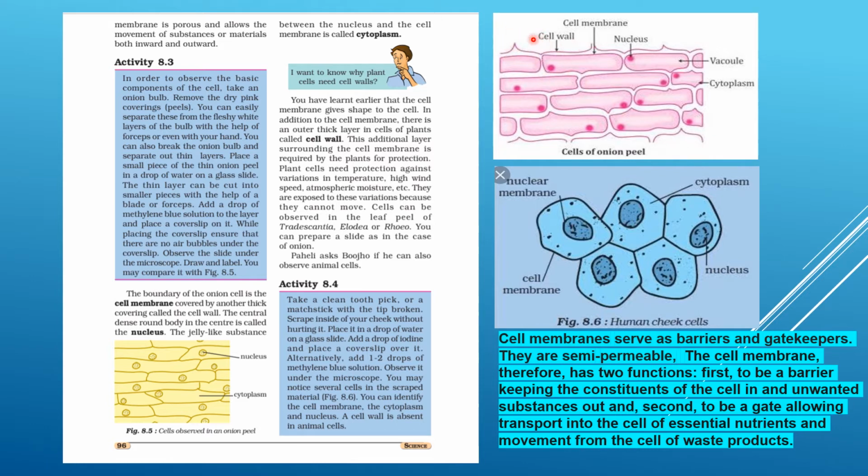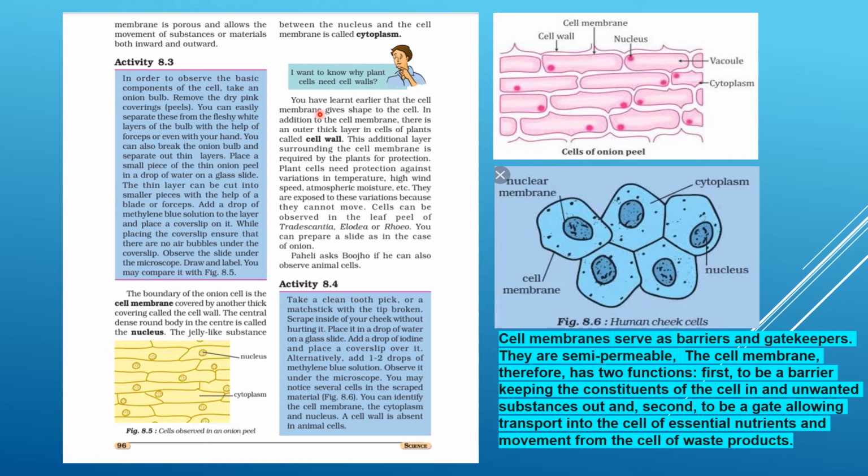Outside the cell membrane, the cell wall is also there. The dense round body in the center is called the nucleus. And a jelly-like substance is also there between the nucleus and the cell membrane. The term given to it is cytoplasm, and the remaining thing is the vacuole.